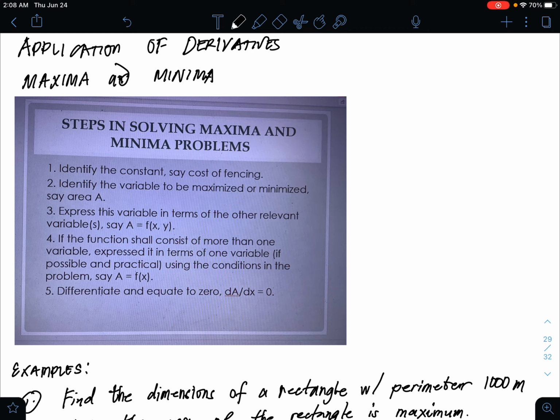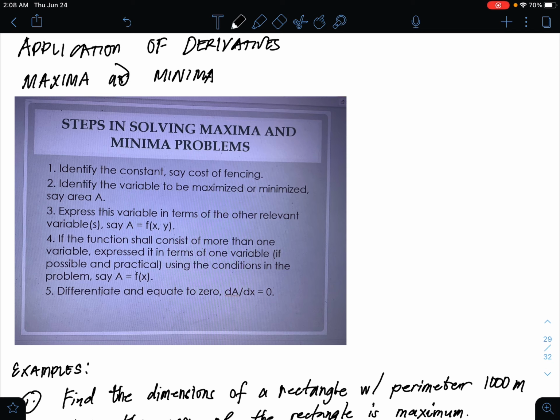So number 2 is to identify the variable to be maximized or minimized. For example, si area ang maximum value niya or yes, minimum value. Then number 3 is to express this value in terms of the other relevant variables. So for example, naka-equation area. So you're going to make it as a function of x and y.